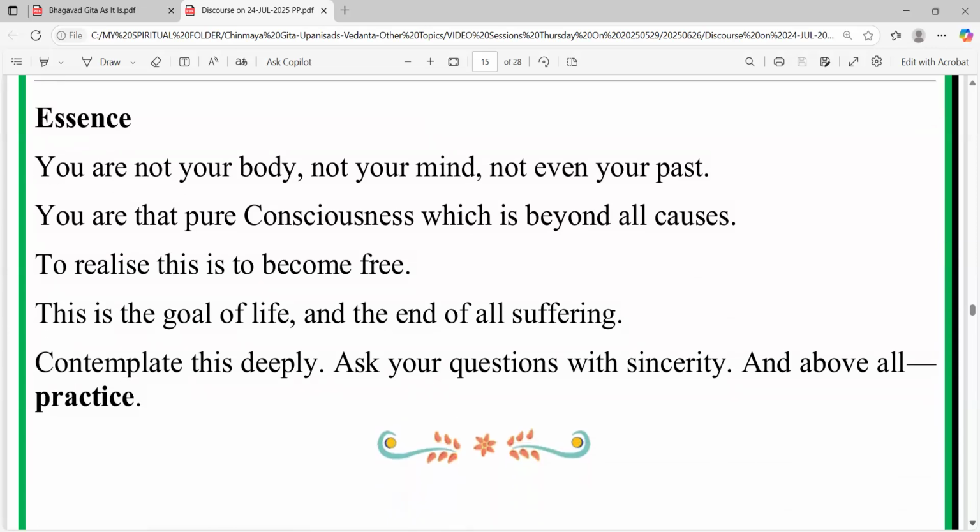So, what is the essence of this topic? You are not your body, not your mind, not even your past. You are that pure consciousness which is beyond all causes. To realize this is to become free. This is the goal of life and the end of all suffering. Contemplate this deeply. Ask your questions with sincerity and above all, practice.